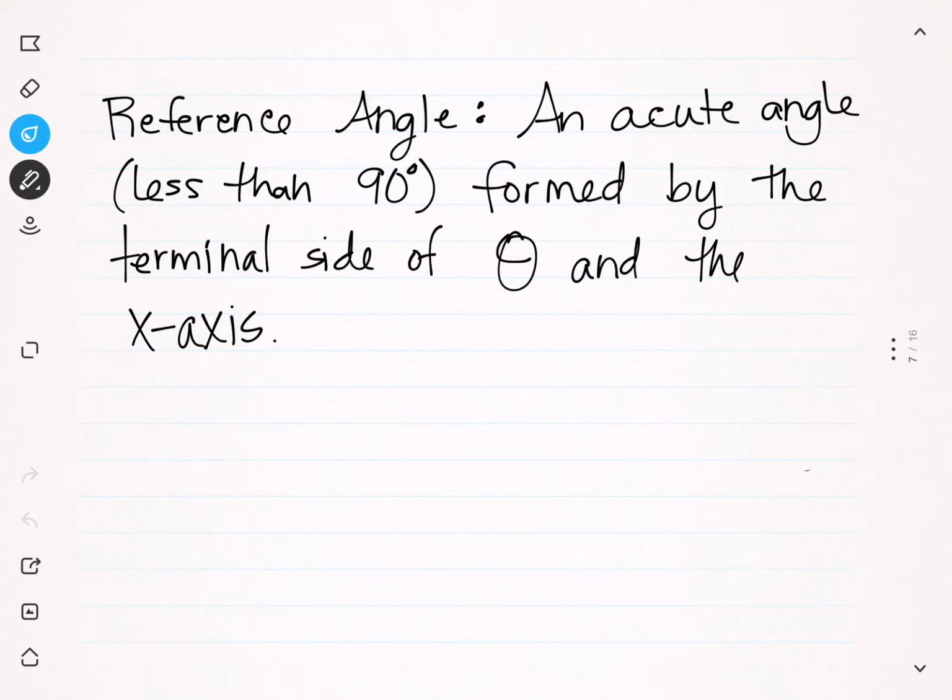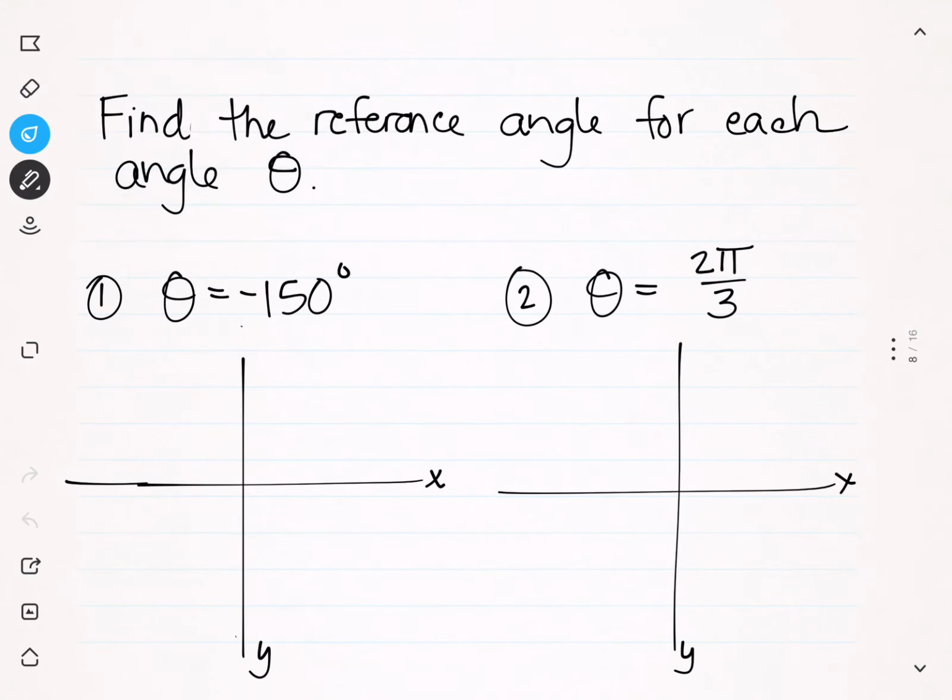But it's a super useful angle that helps us really define that triangle that we're solving. And it's going to always be an acute angle, so that's an angle less than 90 degrees, and it's going to be formed by the terminal side of angle theta and the x-axis. That's super important. It's going to be formed by the terminal side of angle theta and the x-axis only. Okay, and it's always going to be a positive angle as well. So let's practice finding a couple of reference angles here.